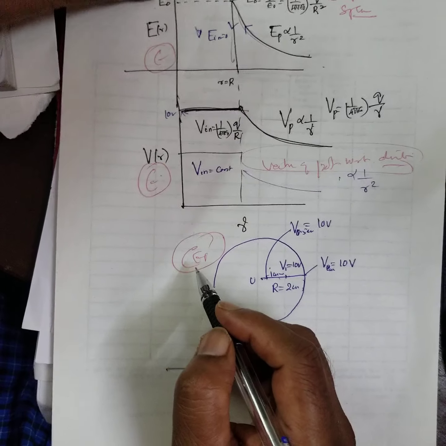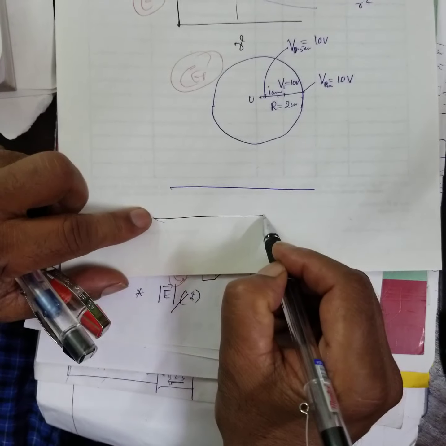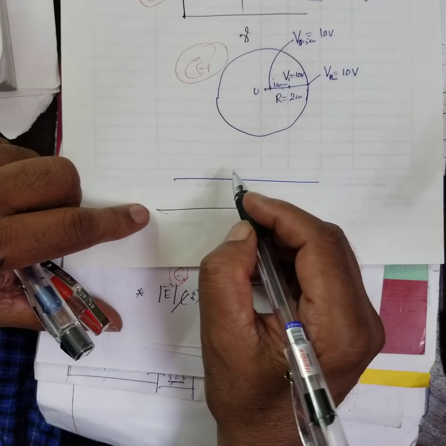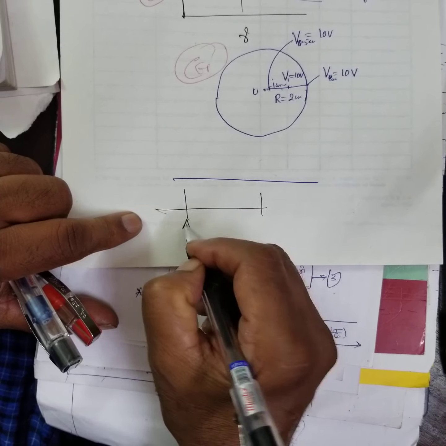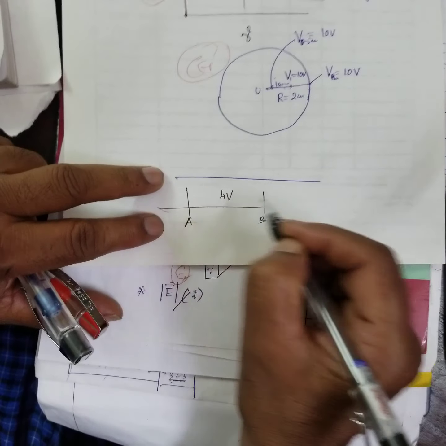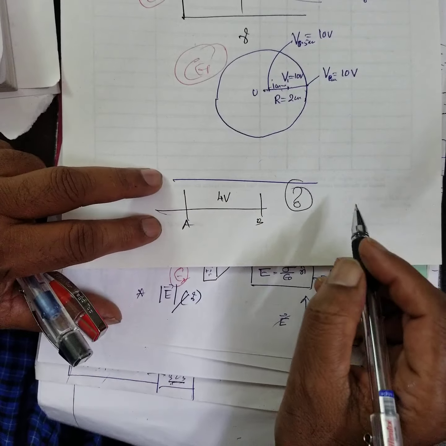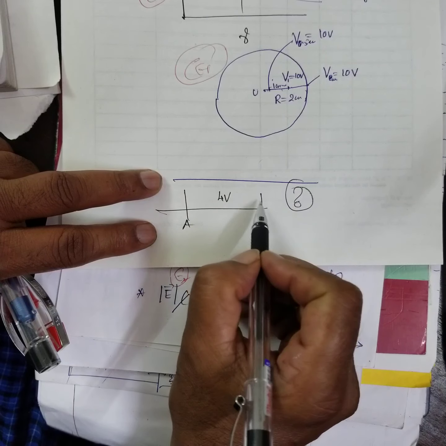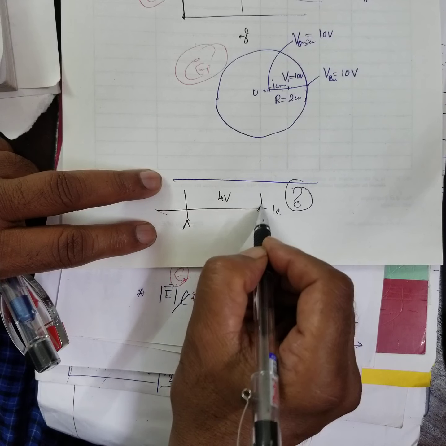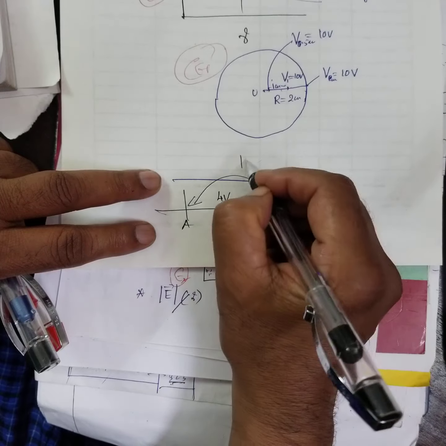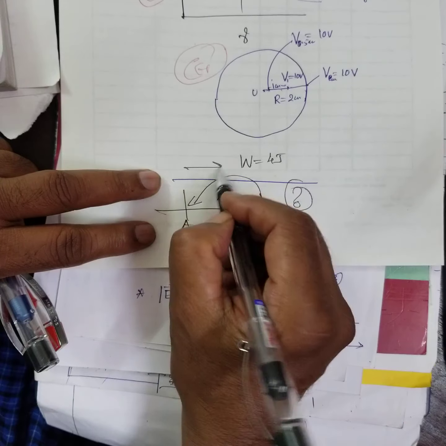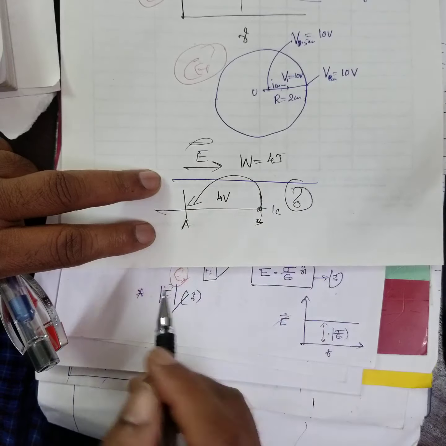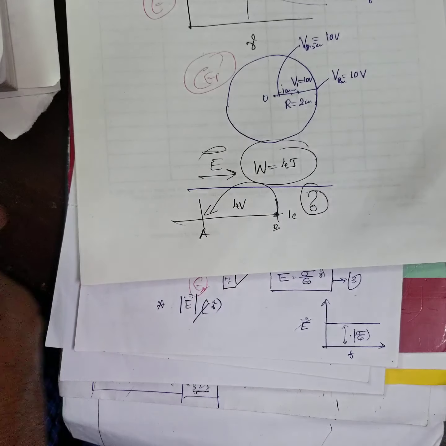Now, the potential difference between the points A and B is equal to 4 volt. What does it mean? They'll ask you what it means. That means in order to shift 1 coulomb of charge from B to A, you have to do 4 joules of work against the field direction. They'll ask this for 1 mark.